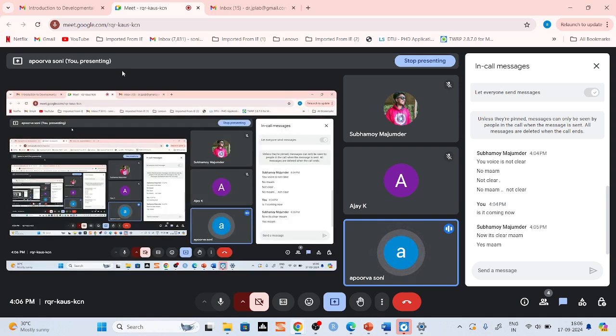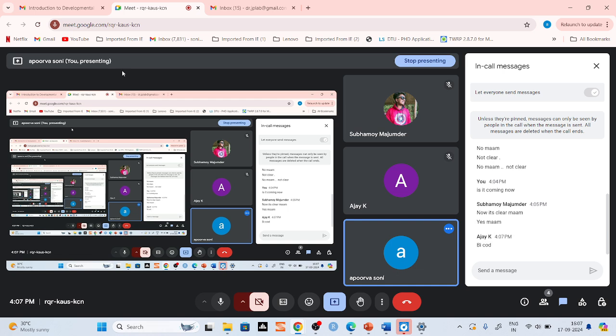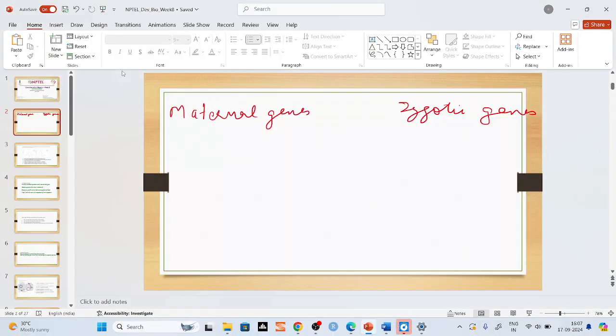Does anybody know any example of a maternal gene? Is bicoid a maternal gene or not? Tell me. Yes, bicoid is a maternal gene. And then what else? What are the other maternal genes?